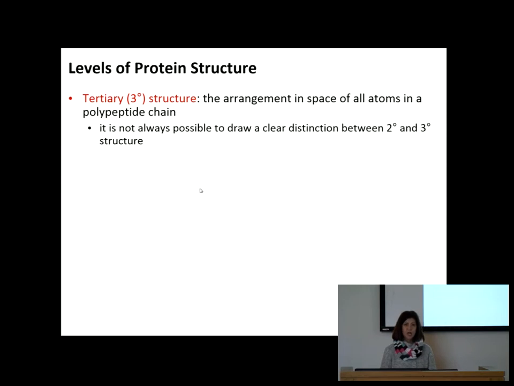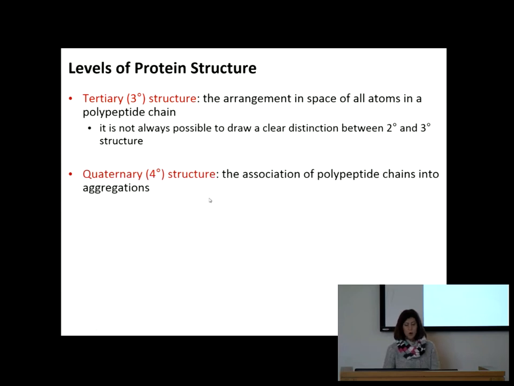Secondary ends when we're only talking about hydrogen bonding in the backbone, and tertiary begins when we talk about interactions of R groups, of our side chains. Those are groups that we classified in the last exam as polar, nonpolar, acidic, or basic. Quaternary is much the same as tertiary if we have different subunits that come together, the same interactions.